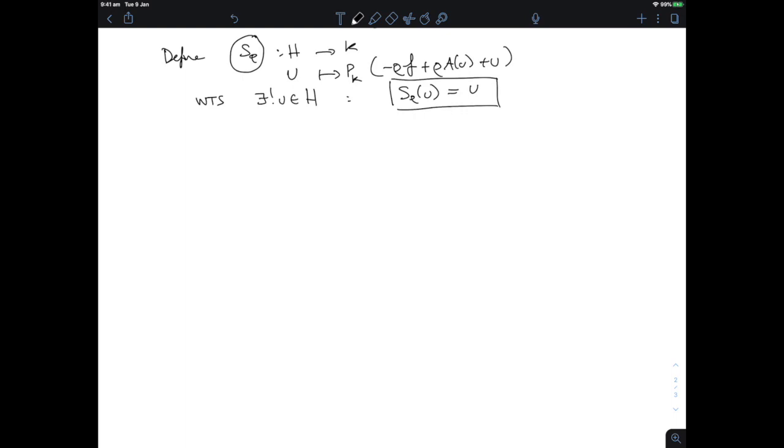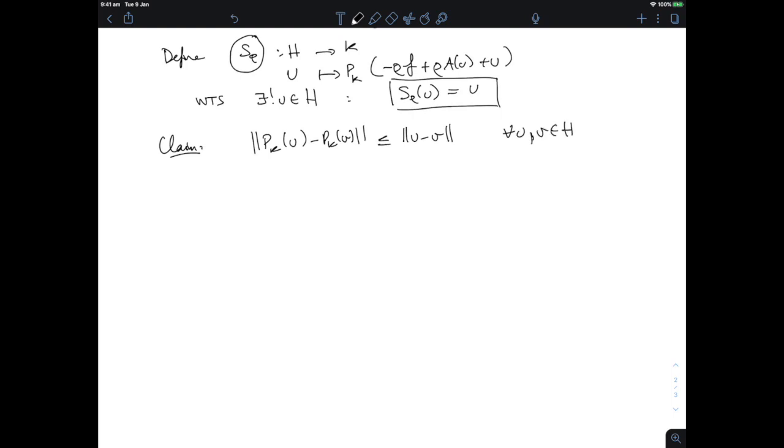So to show that S rho is a strict contraction, I'm first going to prove that PK, the projection onto a convex set, is always Lipschitz continuous. So that's my claim here, that the norm of PK of u minus PK of v is always going to be smaller than the norm of u minus v, for any u, v in H.